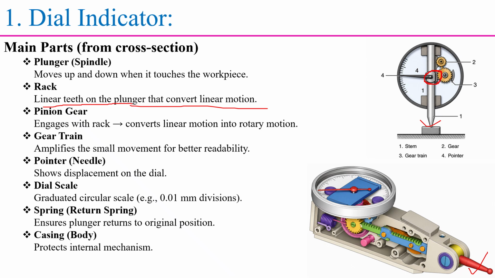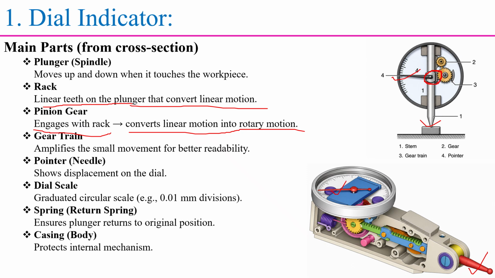Next one is the pinion gear. Pinion gears are used to engage with the rack, and this converts the linear motion into rotary motion. Next one is the gear train. The size of the gear train amplifies the small movement for better readability. Next one is the pointer. So this is the pointer. So the pointer or the needle shows the displacement on the dial.